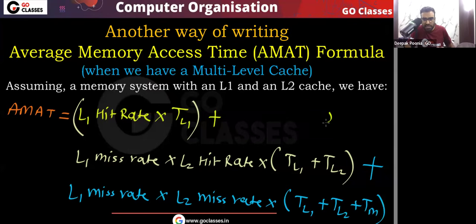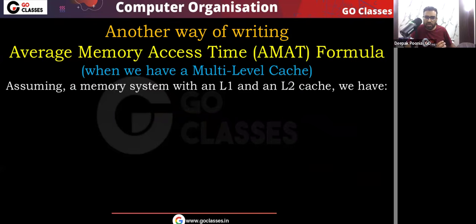Okay, that's it. This is another way of writing the average memory access time formula. But if you simplify this formula, you will get the same previous formula. So remember, if after simplification you get the previous formula, then always use the previous formula. This is my suggestion to everyone. Among the two formulas we have seen, always use the first formula.